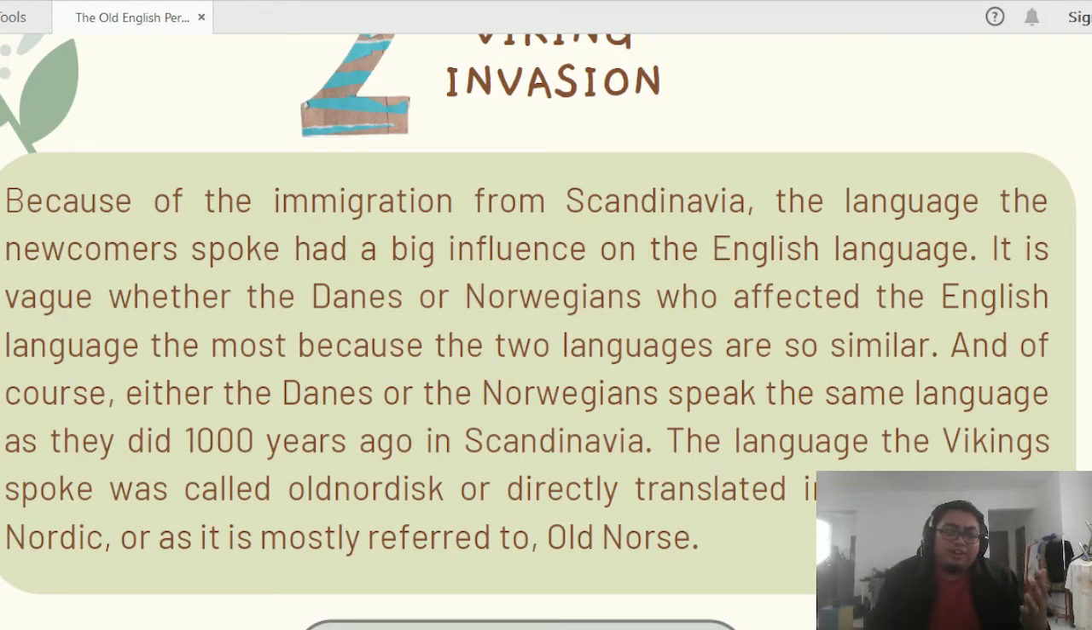Because of the lack of land in Scandinavia during the 9th and 10th century, tens of thousands of people from Norway and Denmark crossed the sea and sailed to the British Isles to settle in England. It is estimated that from Denmark alone, 35,000 people immigrated to England. It might sound like a very low number, but at the time, it was around the same number of people who lived in London. Because of the immigration from Scandinavia, the language the newcomers spoke had a big influence on the English language.